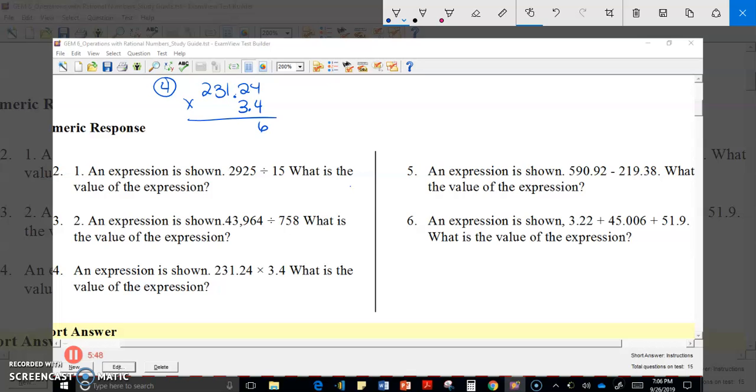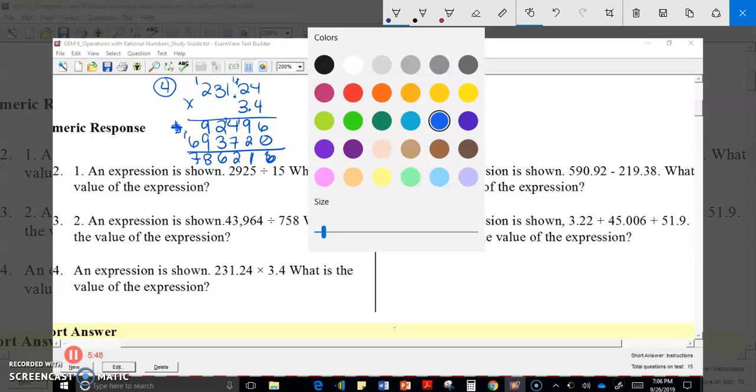Okay, 4 times 4 is 16, carry the 1. Don't forget that extra 0. It's so important to line up your numbers. It could really change the outcome of your answer. Now I'm going to add: 786,216. Well, now I'm going to count my decimal place values.